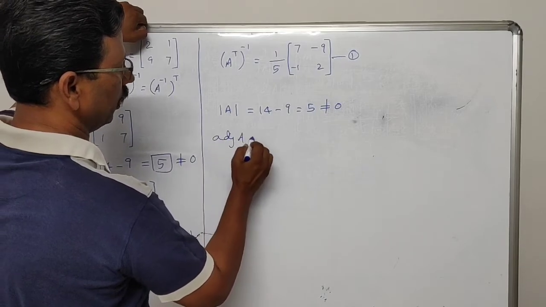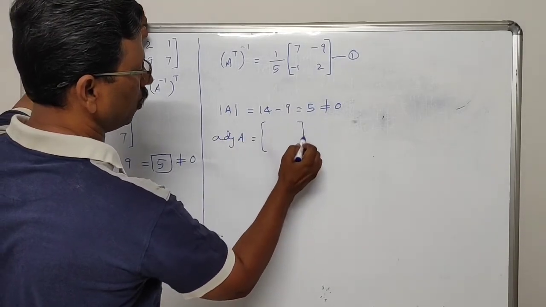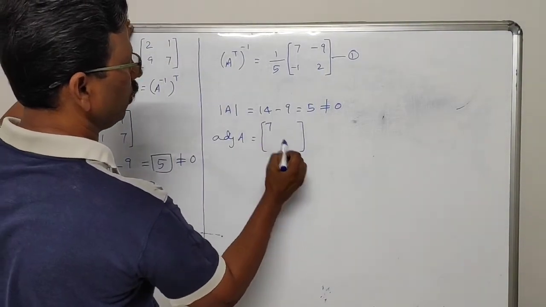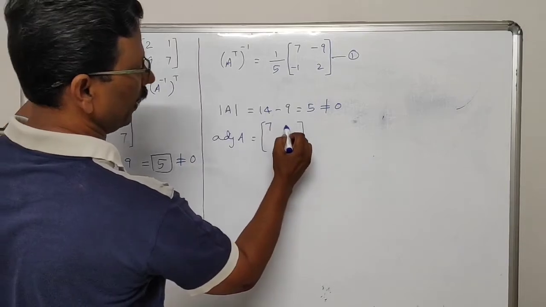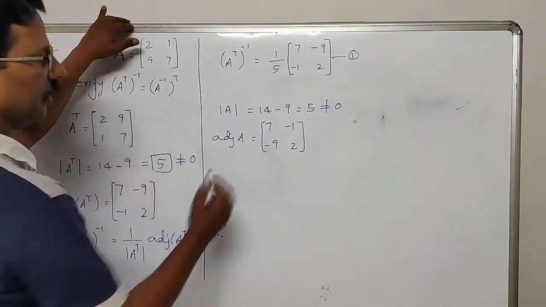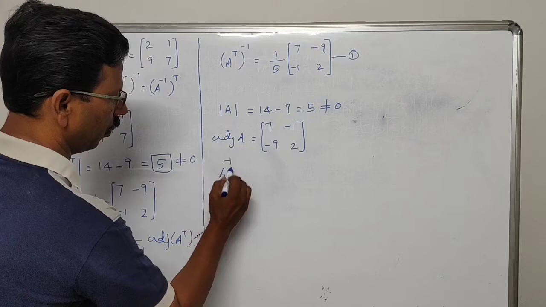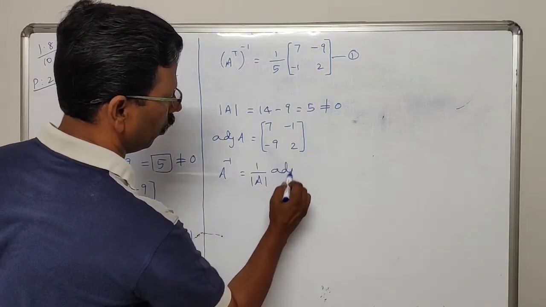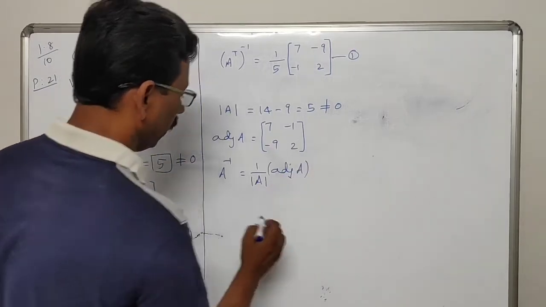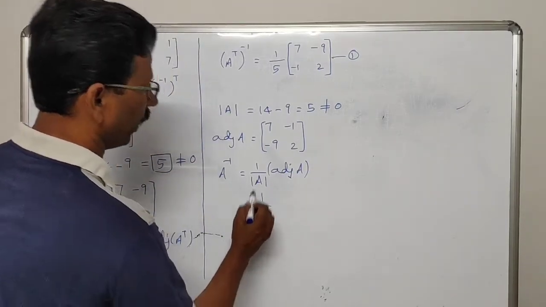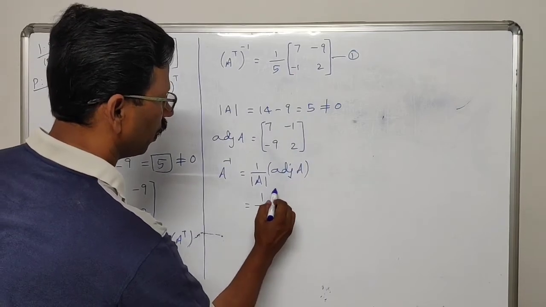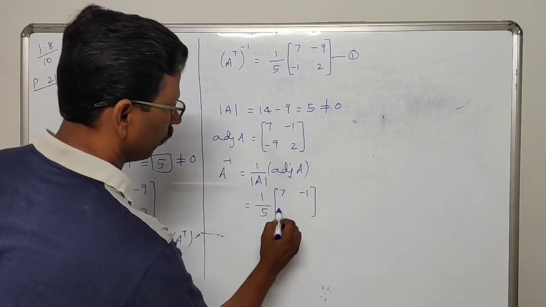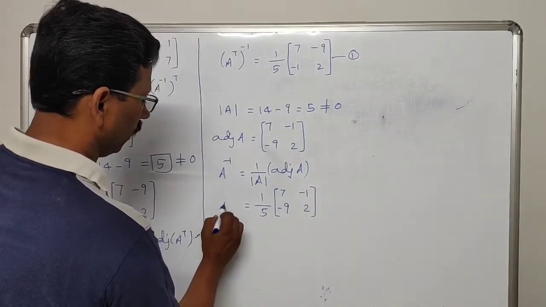The adjoint of A is equal to, now look at the matrix A. For this 2 by 2 matrix we need to find the adjoint. Just interchange the leading elements as 7 2, then change the sign of the anti-diagonal, minus 1 minus 9. Now this is the adjoint. Hence we can write A inverse is equal to 1 by determinant A into adjoint A, which is 1 by 5 into 7 minus 1, then minus 9 2. Now this is A inverse.